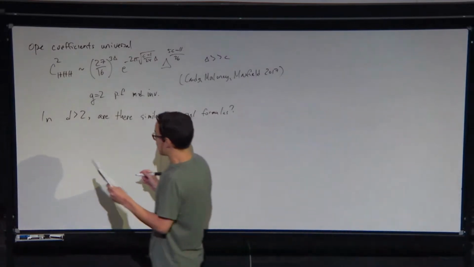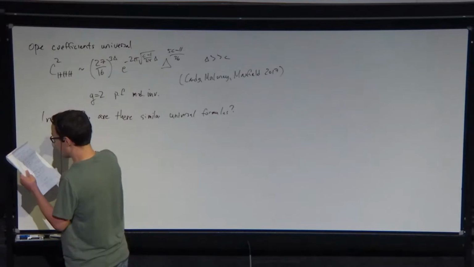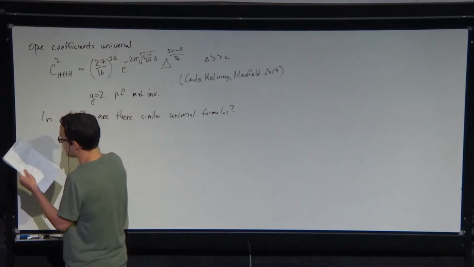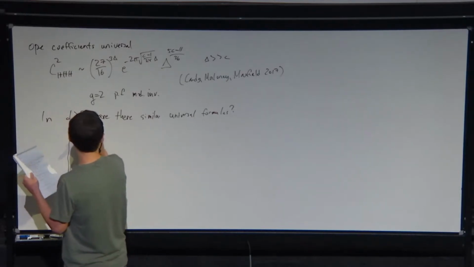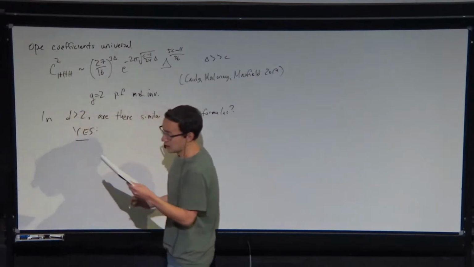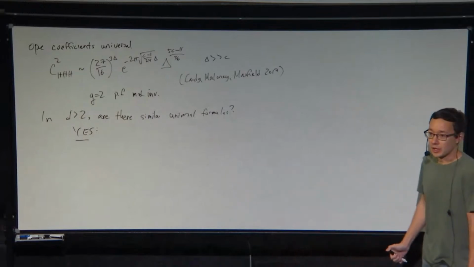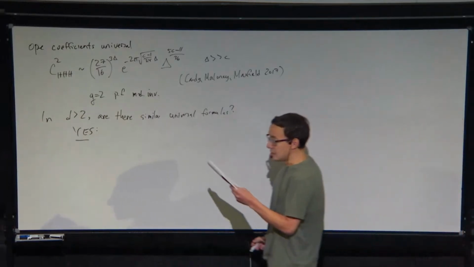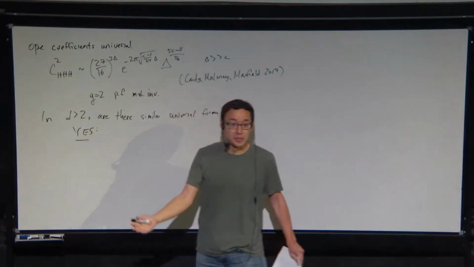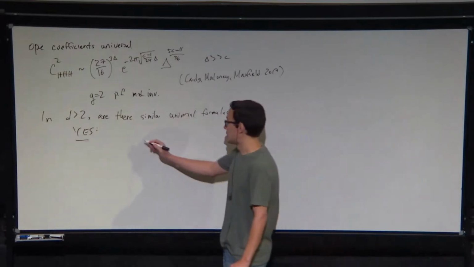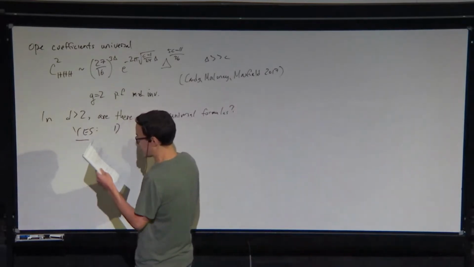So the math is different. But in this talk, I'll just tell you the answer now, and then I'll get into it. The answer is yes, there is a similar universal formula for the density of states as well as the OPE coefficients in d bigger than 2, but there are some important differences between 2D and higher D. So I'll say what some of the differences are, and then we'll get into it later in the talk.